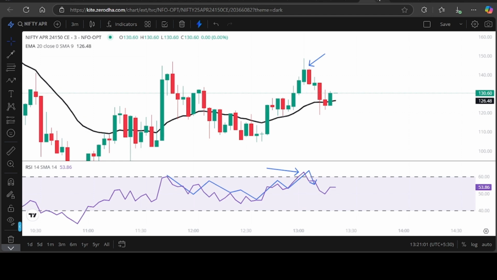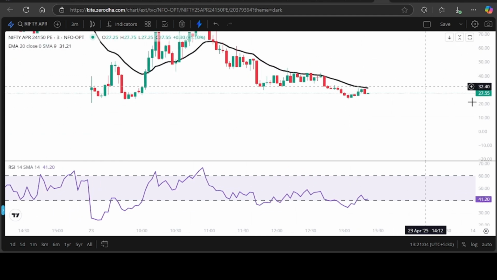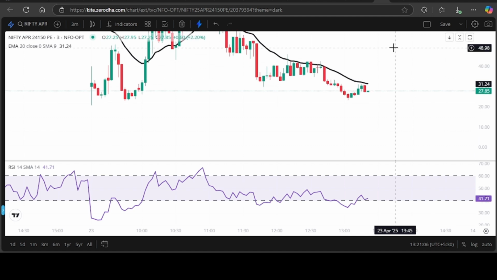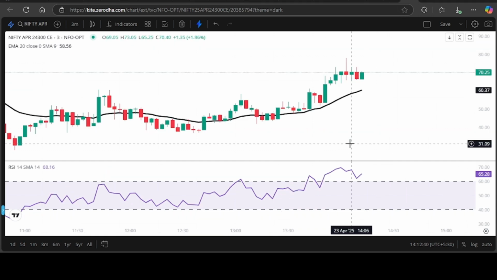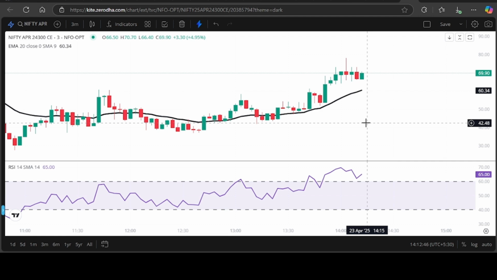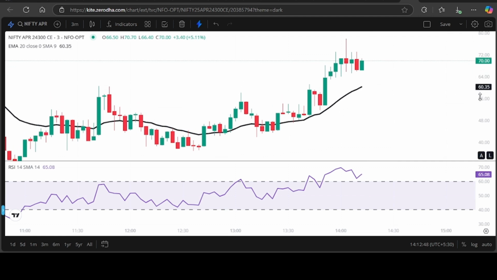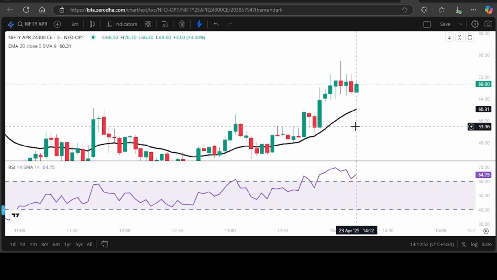Here, this is the call chart. At the put side, I still don't see any promising setup. I'm looking at the call side and the put side both, but I'm not getting any good setup yet. This looks like a good setup that is coming up, but till the candle is closed, I won't be able to confirm whether it is a good setup.